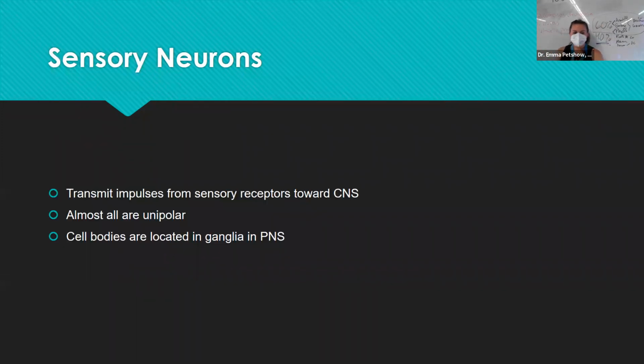The cell bodies are located in ganglia. And remember, a ganglion is a cluster of neuron cell bodies in the peripheral nervous system. So you'll have some type of terminus here. Sensation happens at that terminus. It's going to travel up the axon. You're going to hit the neuron cell body in the ganglia, and it's going to travel out along another axon where it's going to synapse with a neuron cell body, typically in the central nervous system.